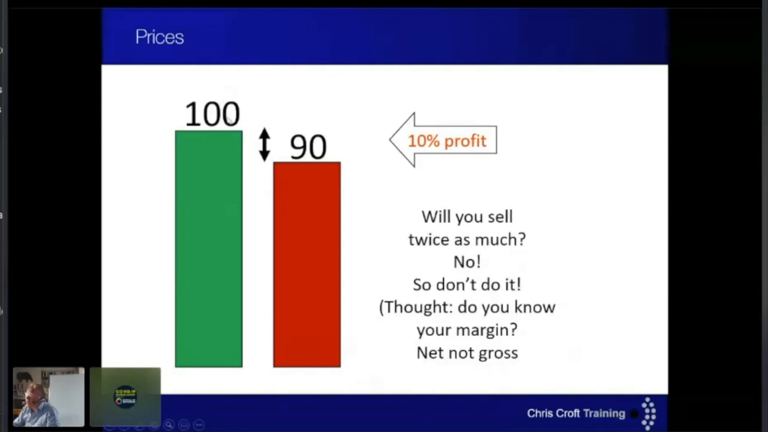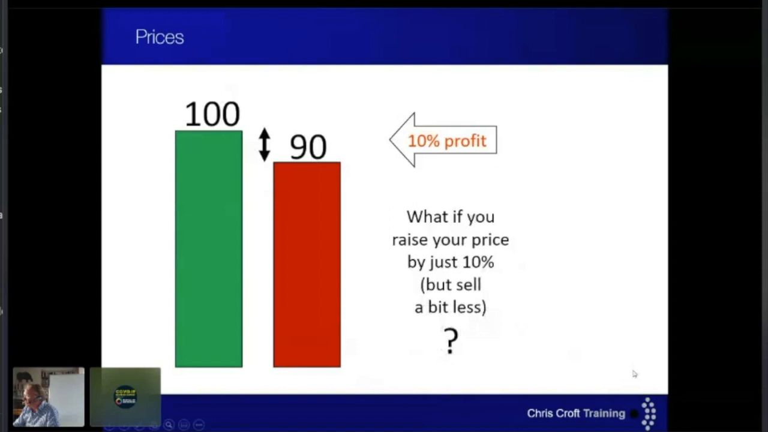So the first thing is, don't cut your price in order to sell more, because it will cost you much more than you gain. Now, what about raising your price? What about if I raise my price by just 10% in this example? So it goes from 100 to 110. What will happen? Well, I probably will sell a bit less. A few people are going to think, well, I would have paid 100, but I'm not paying 110. A few people will do that. But what's happened to my profit margin? And the answer is I've doubled it.